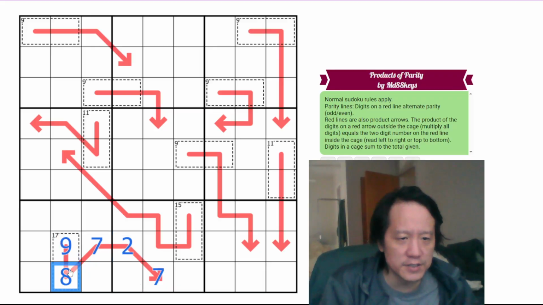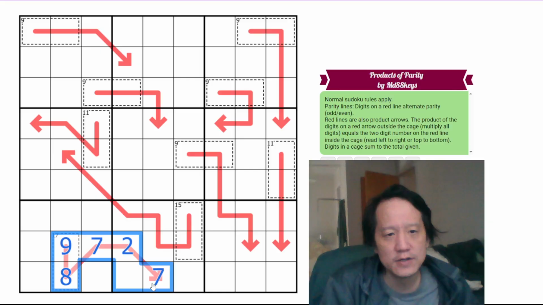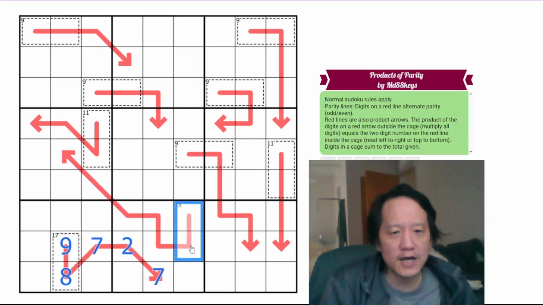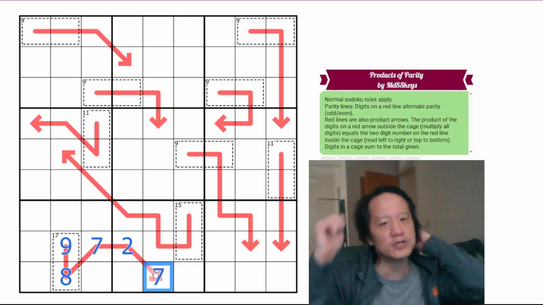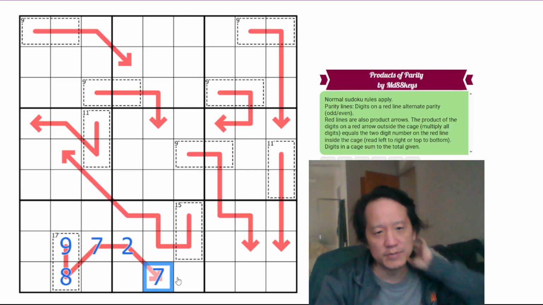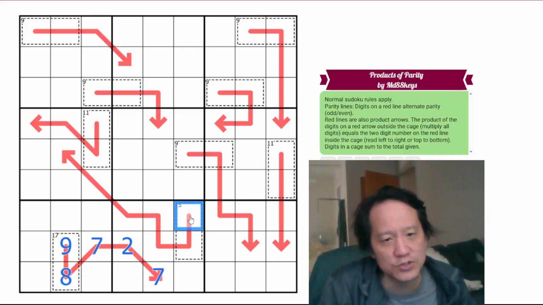So we know this is 98727. So 7 times 7 is 49 times 2 is 98, and this is valid. To add 2 digits together that are unique to add up to 15 without a 7, the possibilities were 6 and 9, or 7 and 8. But there's a 7 already in the box, so this has to be 6 and 9.